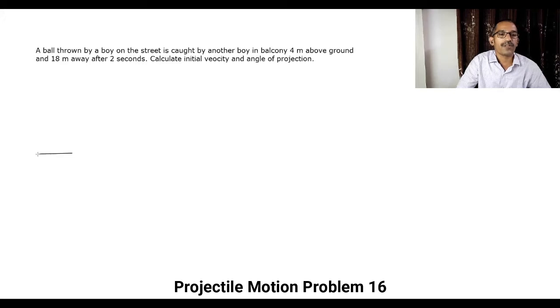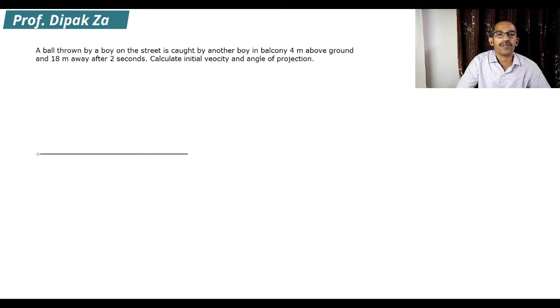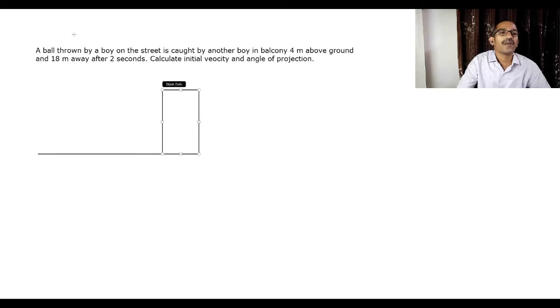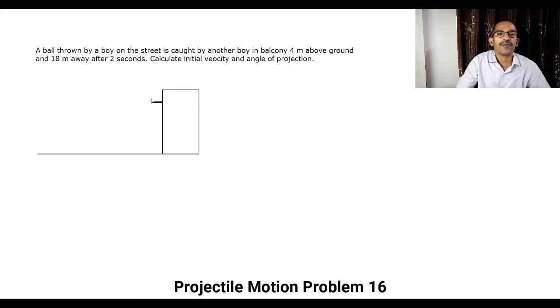Now here, say this one is the ground. And there is a building, because another boy is in a balcony. So we'll represent one building, which is on the right side. And one boy is standing in a balcony. I'll represent a small terrace here, because this is some open terrace, and one boy is standing here.